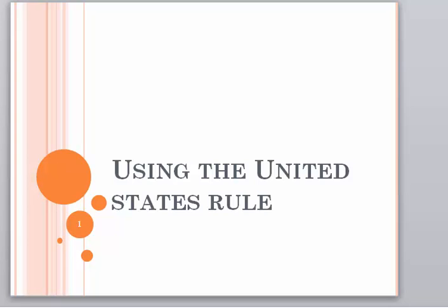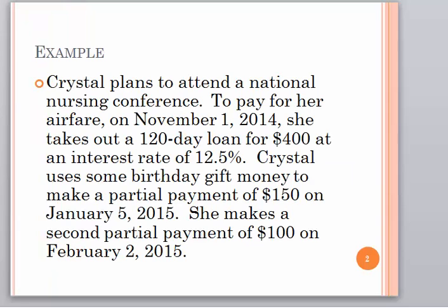We'll now look at an example using the United States rule. Our example says, Crystal plans to attend a national nursing conference. To pay for her airfare on November 1st, 2014, she takes out a 120-day loan for $400 at an interest rate of 12.5%. Crystal uses some birthday gift money to make a partial payment of $150 on January 5th, 2015. She makes a second partial payment of $100 on February 2nd, 2015.